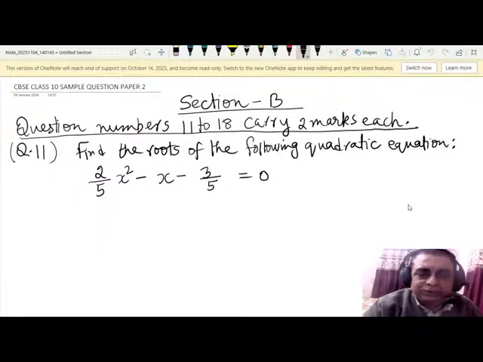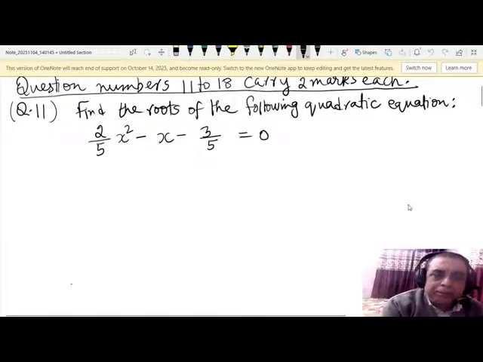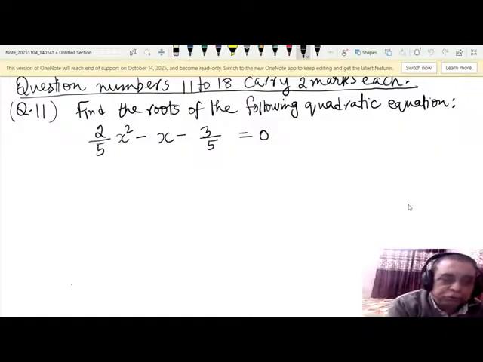There are 8 questions. Find the roots of the following quadratic equation. Question number 11: 2/5 x squared minus x minus 3/5 is equal to 0. So we have to find the roots, that is, the value of x.